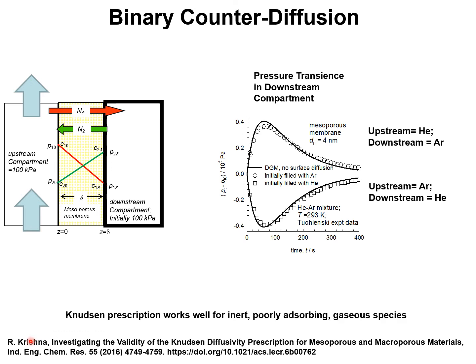In this case, viscous flow is negligible, and we take the Knudsen diffusivity to reflect molecule wall collisions. We see that the Knudsen prescription works very well to describe the transient counter-diffusion phenomena, because both components, helium and argon, are poorly adsorbing.